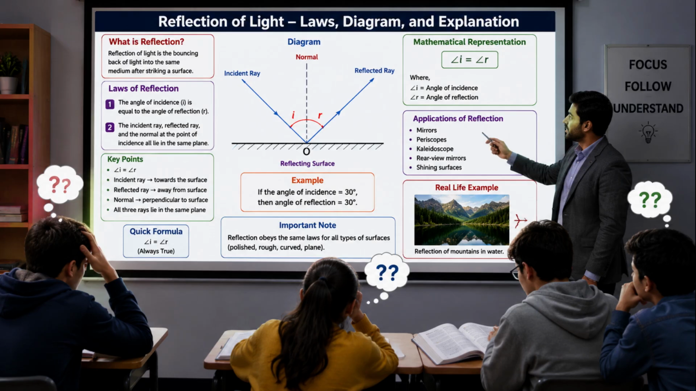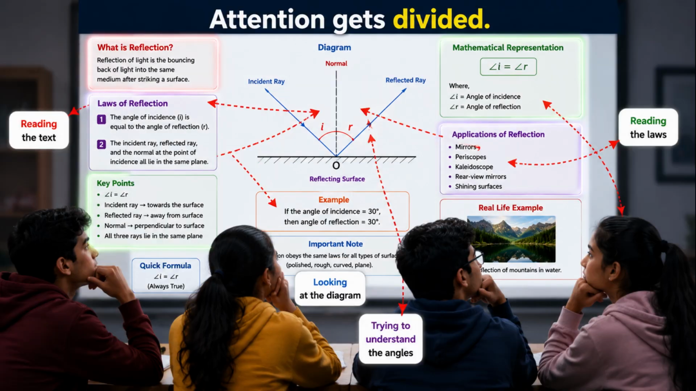Here, everything is shown at once. The diagram is visible, the labels are visible, the laws are visible, the explanation is visible. Everything appears together immediately. And this is how many teaching slides are usually made. But the problem is, when students see everything together at the same time, their attention gets divided.